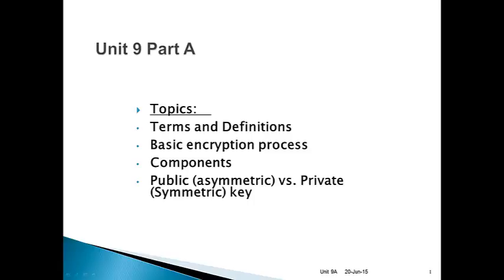The topics we're covering include terms and definitions, what is the terminology that we use in the field of cryptography, the basic process of encryption, how we take something that is clear and understandable called clear text and turn it into ciphertext and turn it back into clear text, the components of a cryptographic system, and then deal a bit with the difference between a public or asymmetric key system versus a private or symmetric key system.